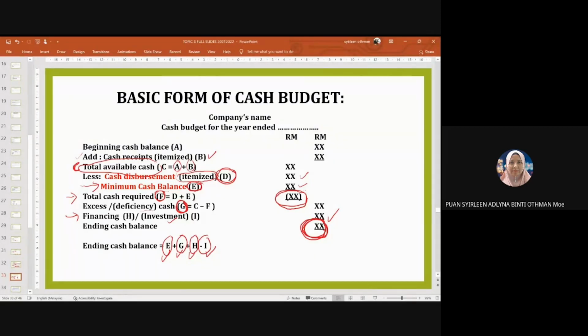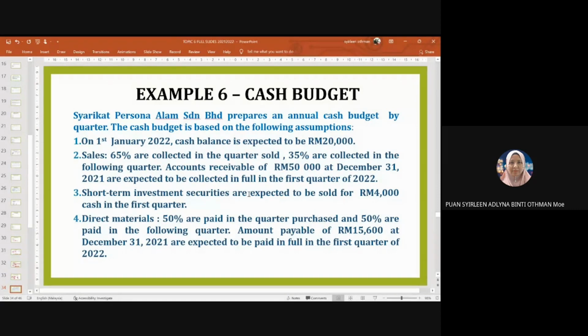Okay, if looking at the format alone is not enough to understand, we are going to go straight to the question. This is example 6 in your notes on page 8. Syarikat Pesona Alam prepares an annual cash budget by quarter. The cash budget is based on the following assumptions. When it says by quarter, that means my cash budget must have 3 columns for 3 different months. And we start from January.